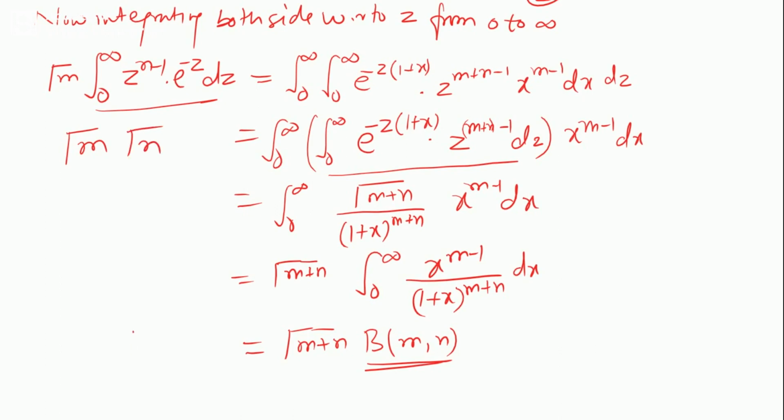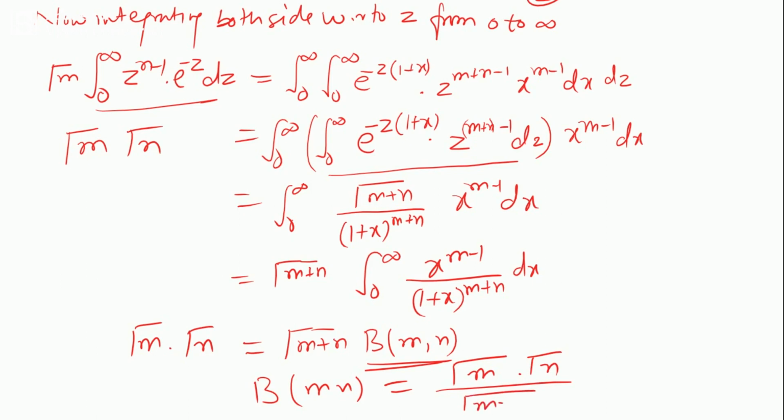So we can write gamma m into gamma n is equal to gamma m plus n beta mn. So we prove beta mn is equal to gamma m into gamma n upon gamma m plus n. In that way we can prove that particular relation, which is very important when we find the value of the beta function. So we use that relation to find the value of the beta function.